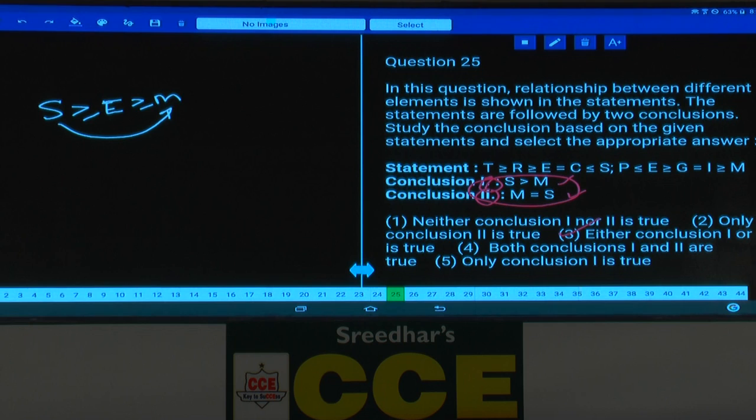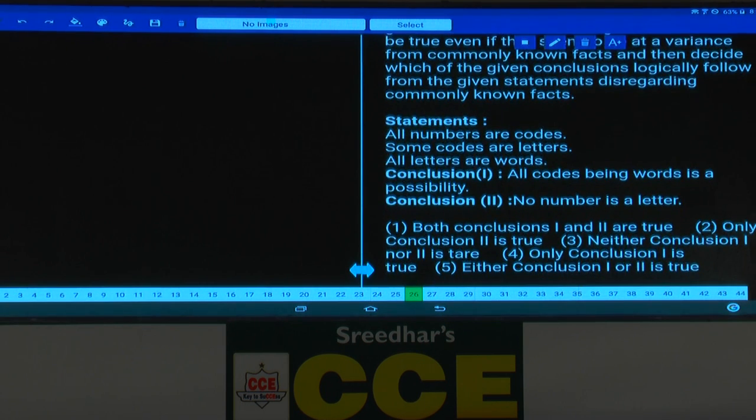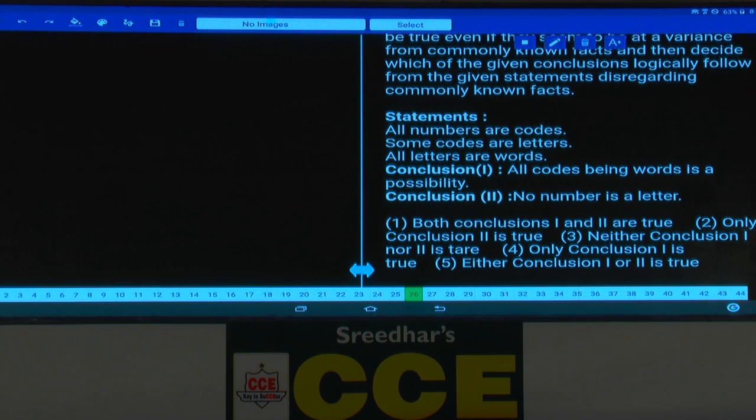Done with this? Now this is about question numbers 21 to 25. Now these questions are based on coded inequalities. Next one, 26 to 30. Now in this 26 to 30, it is based on syllogisms. Now all numbers are codes. All numbers are codes.